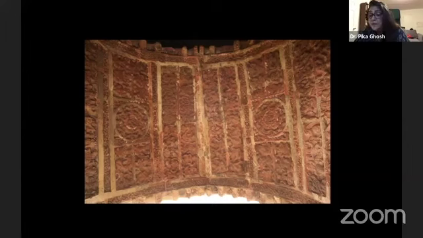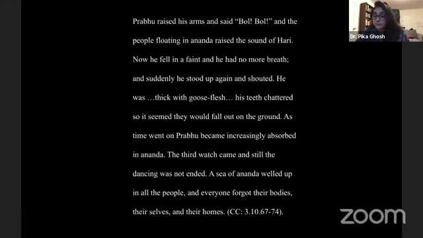And as the music of kirtan overflows beyond compound walls into the nights, it resonates with descriptions of Chaitanya's own sankirtan from a century earlier. At one session, we find described in the Chaitanya Charitamrita of Krishna Das Kaviraj, for example, around the Jagannath temple in Puri, and I quote, Prabhu raised his arms and said, Bol, Bol, and the people, floating in Ananda, raised the sound of Hari.